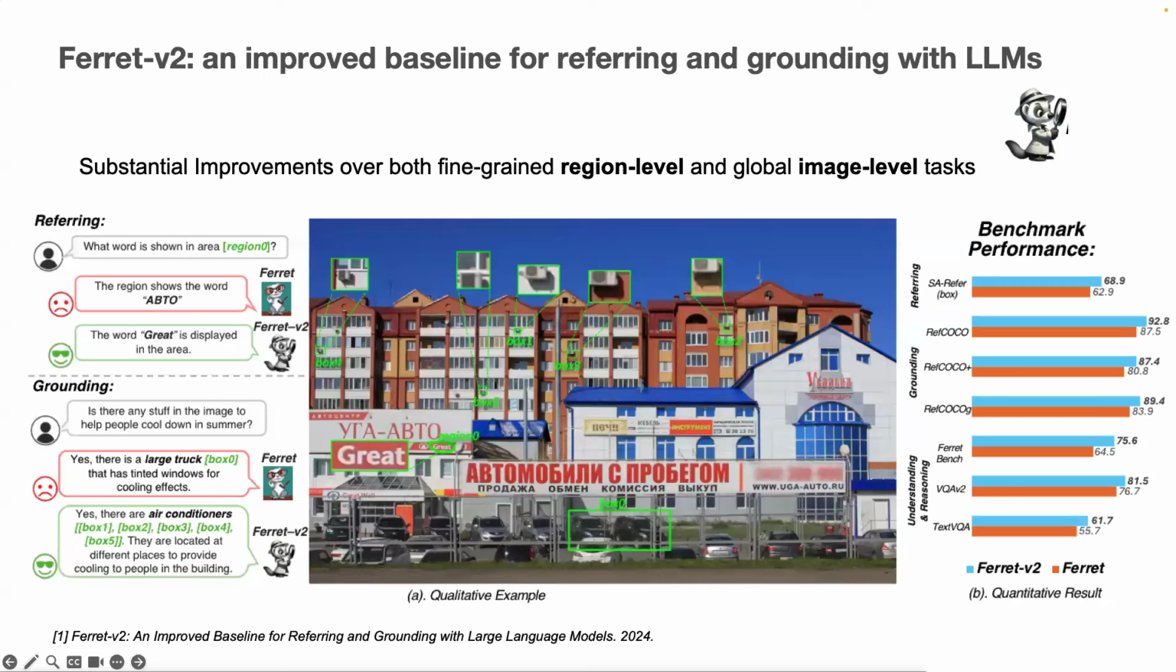Recently we introduced another work, which is an improved baseline for referring and grounding with large language models. It shows substantial improvements at the fine-grained region level, and we can also see that the region-level benefits can be transferred to global image-level tasks. We have some benchmark performance comparing Ferret v2 with Ferret v1. It has shown various substantial improvements. For the qualitative examples on the left, for referring, you can see if I refer to a region on the left side.